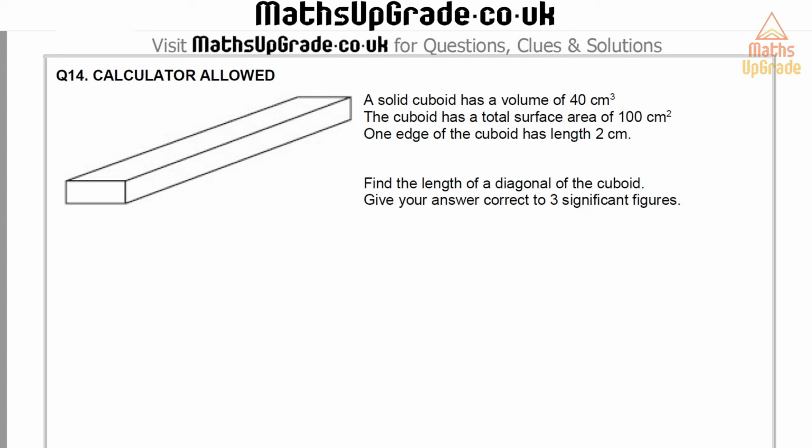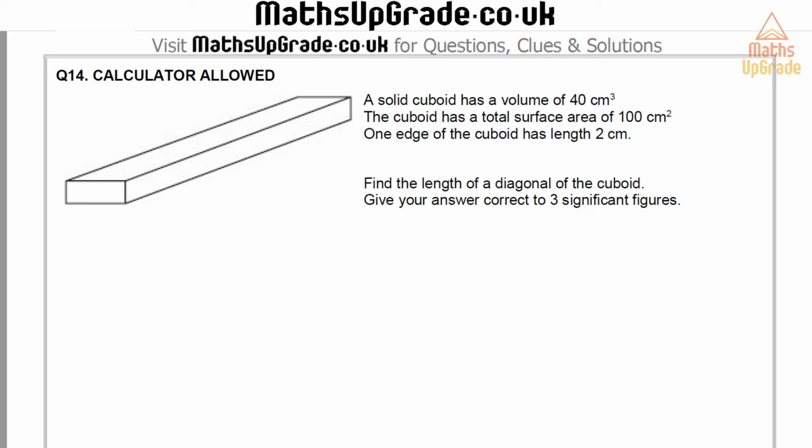So I'm told a solid cuboid has got a volume of 40 centimetres cubed. The cuboid has got a total surface area of 100 centimetres squared. One edge of the cuboid has got length of 2. I need to find the length of a diagonal of the cuboid. Give my answer correct to 3 significant figures.